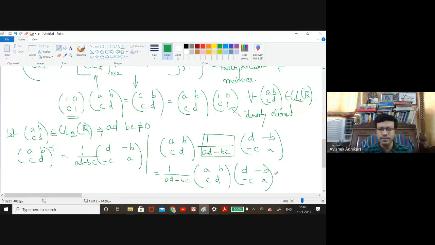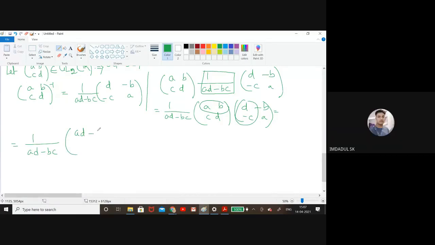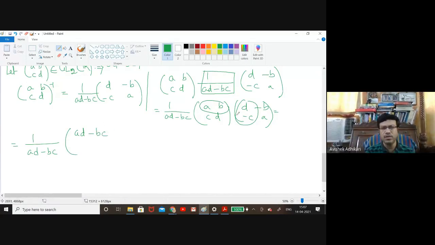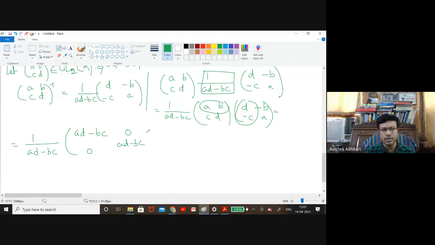Quickly. I'm waiting for your answer. So you know this matrix multiplication, that means with this, you will have to multiply with this. So what is this value? This is AD minus BC. Very good. What is this value? 0, 0, 0. And this one, AD minus BC.